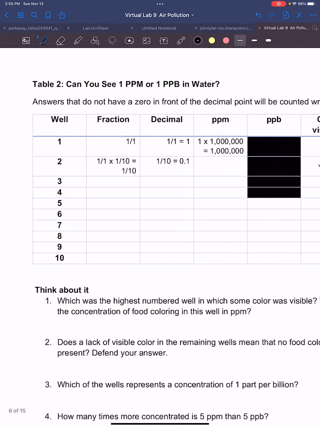Now, we're also working on calculating this. So the fraction of the first one was 100%, so it was 1 to 1. And to convert it to a decimal, you divide 1 by 1, and that equals 1.